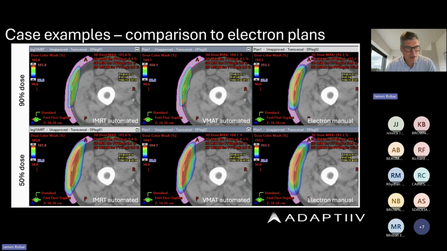And then here's an extremity, same columns, same rows. Arguably not a bad electron plan here, although really high hotspots. The planner actually could go back and work on that potentially. Pretty good conformity of the electrons at the deep aspect, although that's really just due to the simplicity of the geometry at the surface here on this leg.